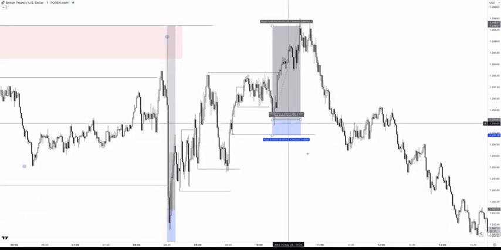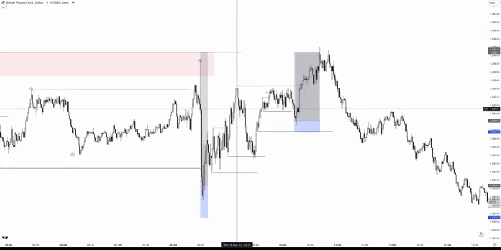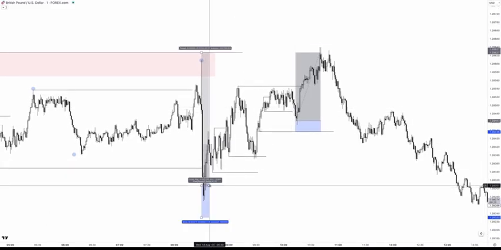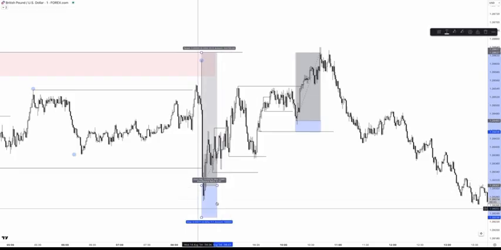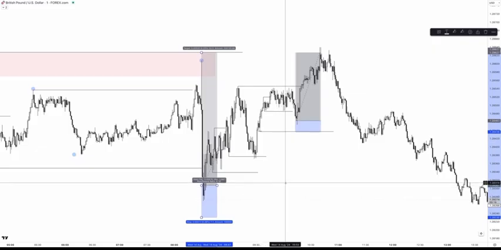This is the one I entered. I believe Marco entered this one too. And this one right here, Marco entered. I didn't get into this one as it was during CPI. Yeah, pretty much.